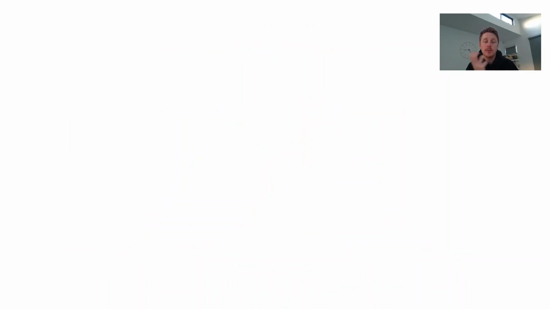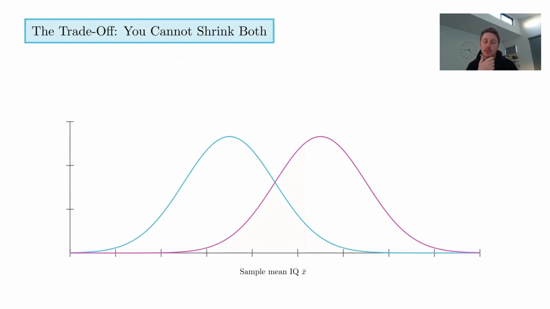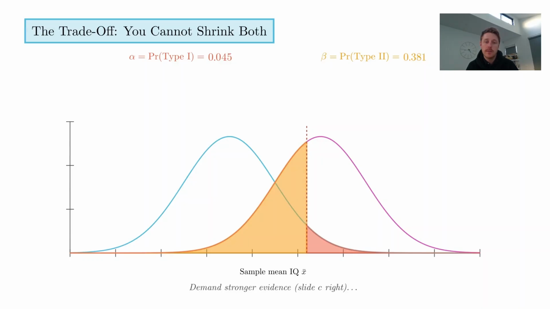Type 1 and type 2 errors go hand in hand. You cannot shrink both. Remember, that critical value is here. To the right, we have 5%, so this is our alpha level. To the left, we had that 36%. And so we end up with a seesaw situation. If you demand stronger evidence, you can decrease the risk of making a type 1 error, but you increase the risk of making a type 2 error.